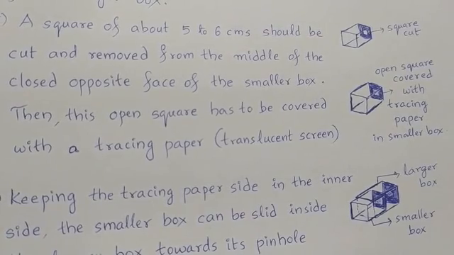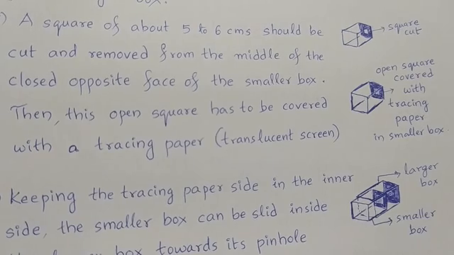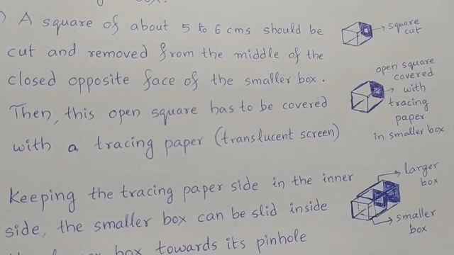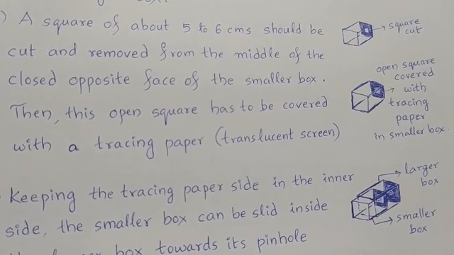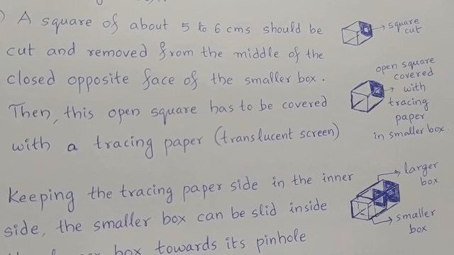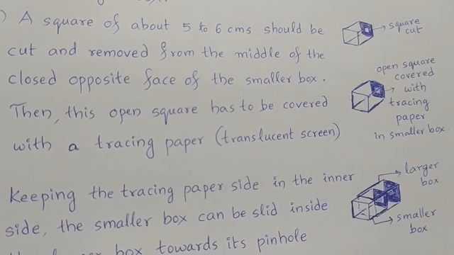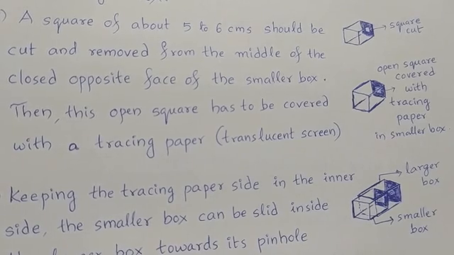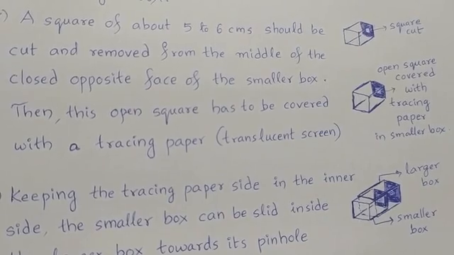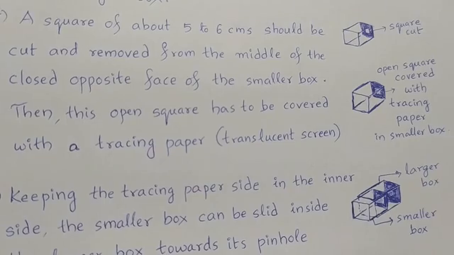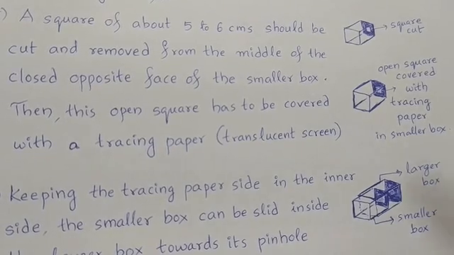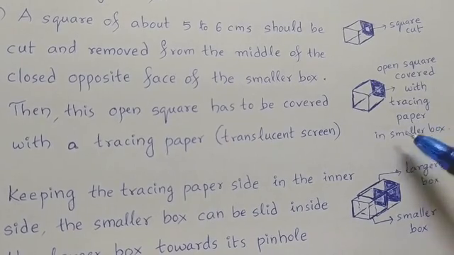Okay, right. So in the larger box, in the closed opposite face, exactly in the middle, a small hole has been made. In the smaller box, in the closed opposite face, exactly in the middle, about 5 to 6 centimeters of square cut has been made, and that tiny hole in the larger box was left as a hole itself. But here in the smaller box, that 5 to 6 centimeter square cut is covered with tracing paper.